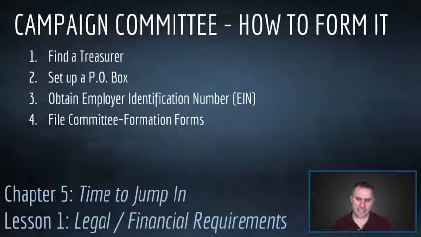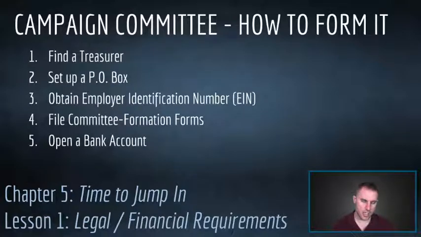Step 5 is open a bank account. I was a little bit surprised to see this, but most local elections offices will even recommend banks or a local credit union that is used to opening these sorts of bank accounts, and maybe they have a manager or a point person at that financial institution that candidates regularly work with, so it makes the process a lot more seamless. But you do have to open up the bank account in the name of the committee, hence needing the employer identification number. Okay?